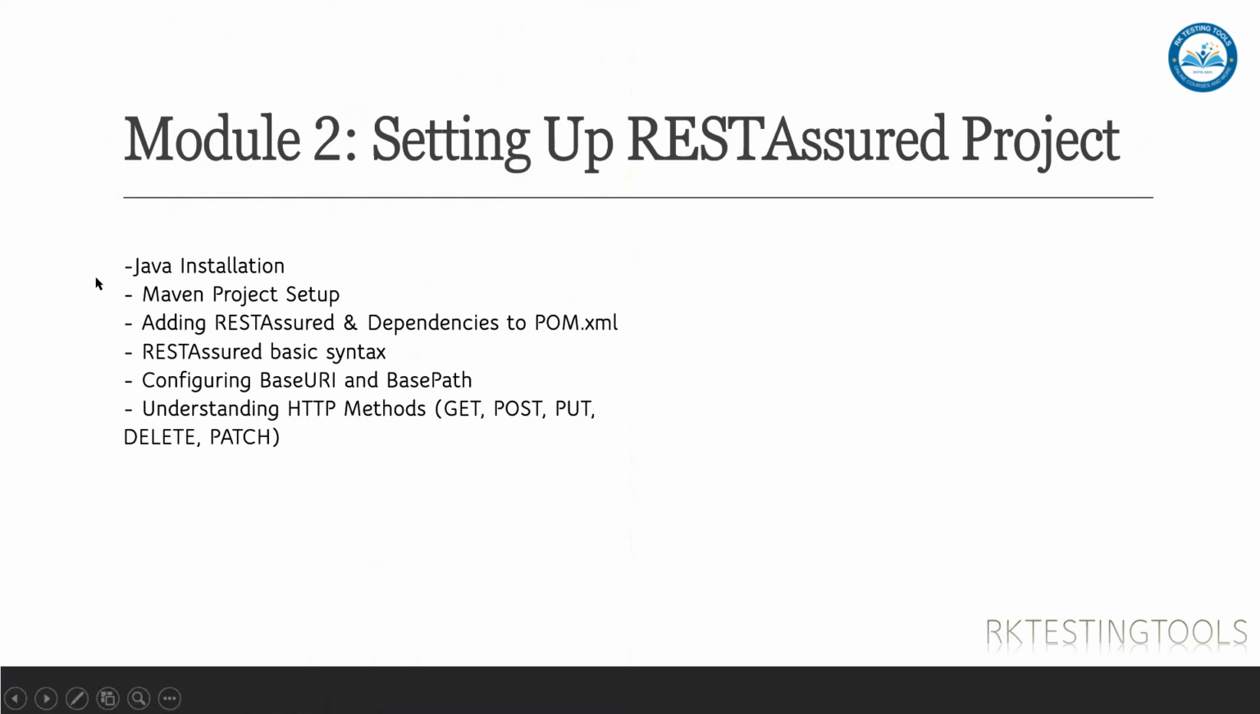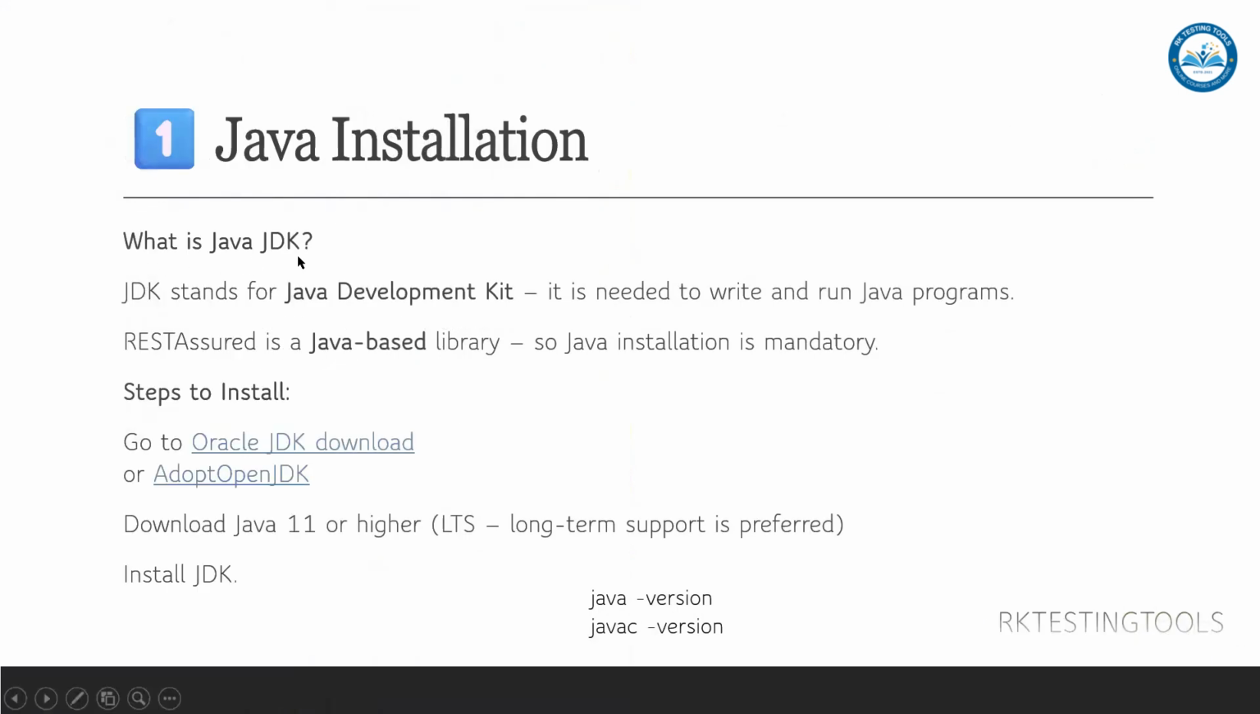We'll go one by one, starting with the Java installation setup. What is a JDK? JDK stands for Java Development Kit. It is needed to write and run Java programs on your machine. And RestAssured is a Java-based library, so Java installation is mandatory.